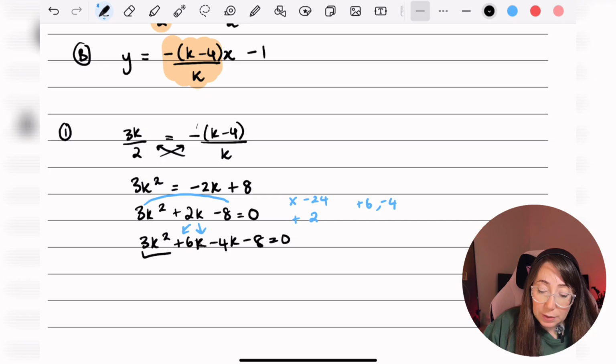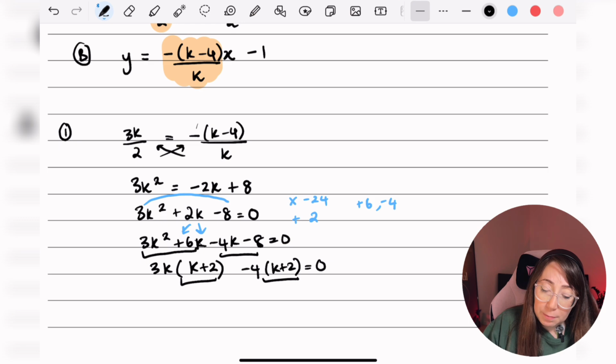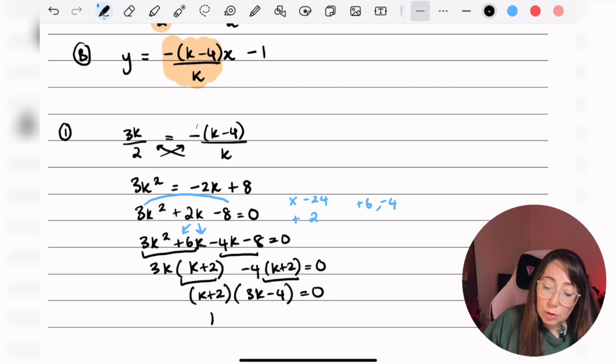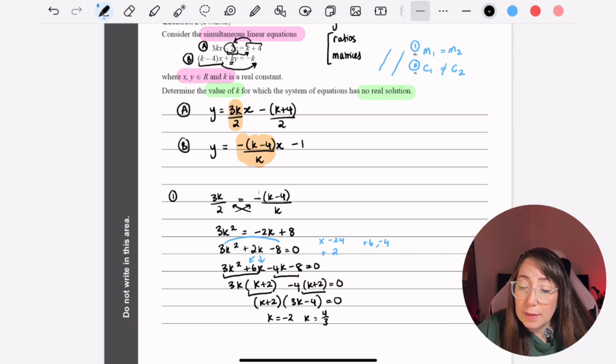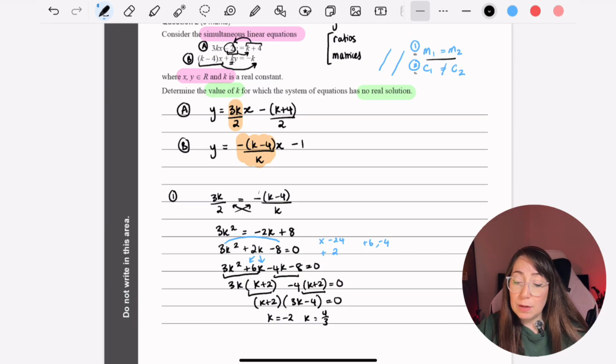And then I'm going to factorize by grouping. So that means I'm going to pull the 3k out. I'll be left with k plus 2, and I'll pull out the negative 4. I'll also be left with k plus 2. Now I can factorize this term, k plus 2, and I'll be left with 3k minus 4. And finally, I can solve for k. So the two values, in order to get the gradients to be the same, are k equals negative 2 and k equals 4 on 3.